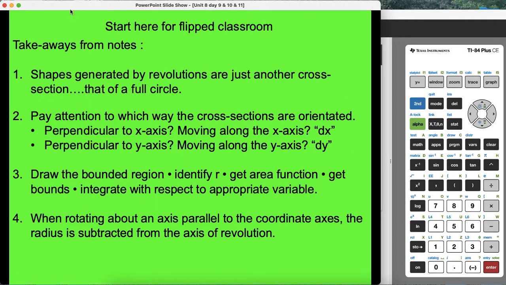Okay, so when we get back into the classroom, we'll go over the takeaways, and we'll start working on developing those area functions for full circles now, since we're revolving.